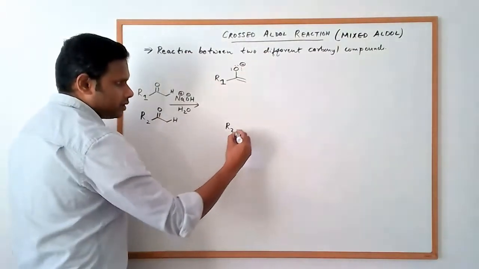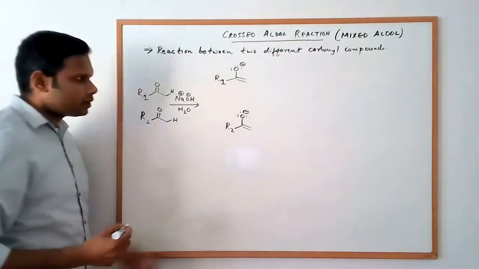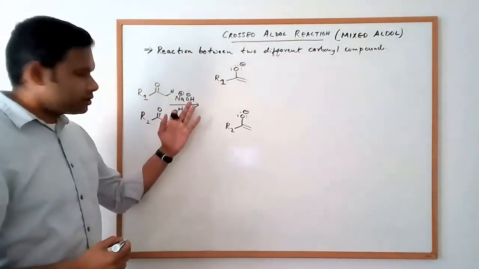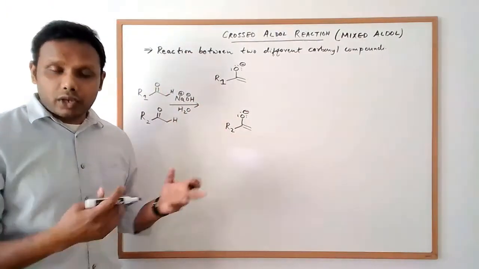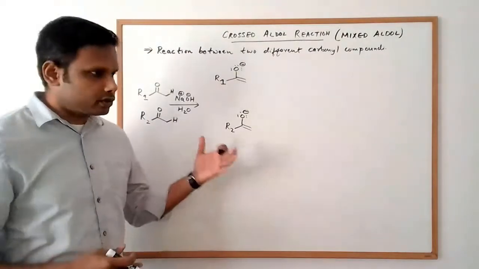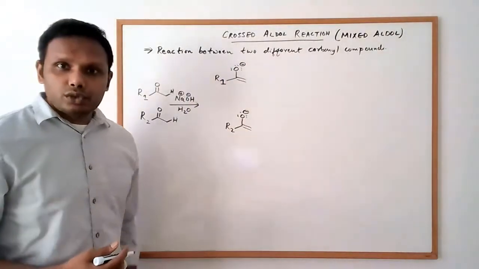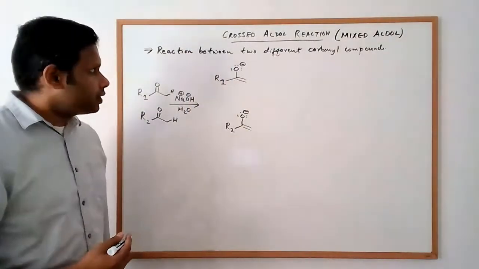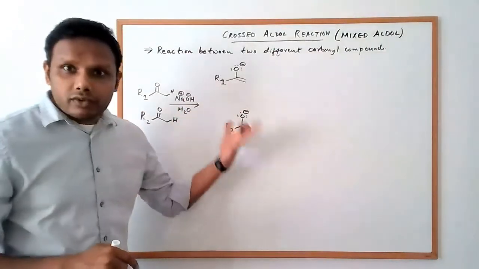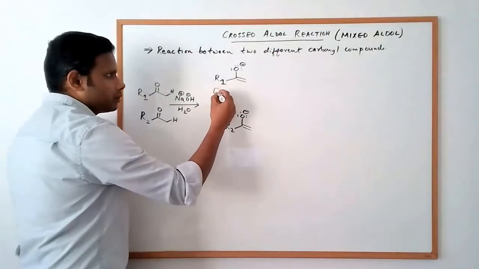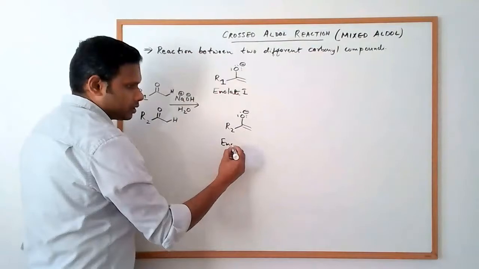And we're going to have an enolate from the second carbonyl compound under these conditions, because the base can deprotonate both of the carbonyl compounds here. And so we'll have two possible enolates here. The enolate from the first compound, we'll call enolate 1, and we have enolate 2.